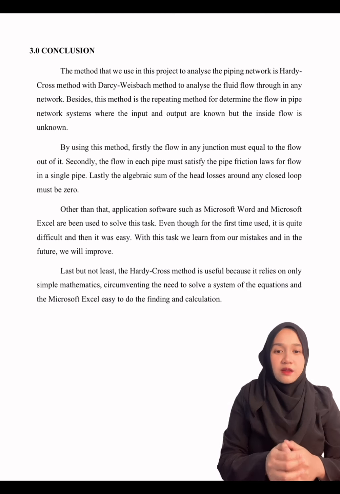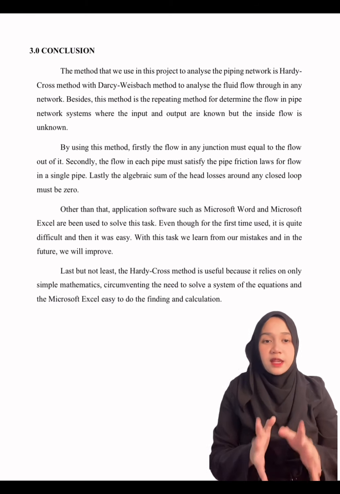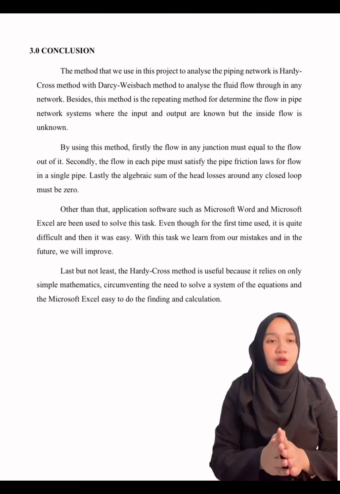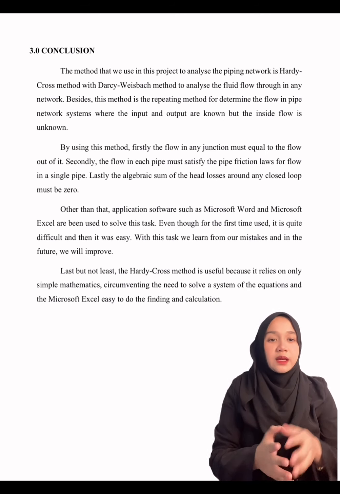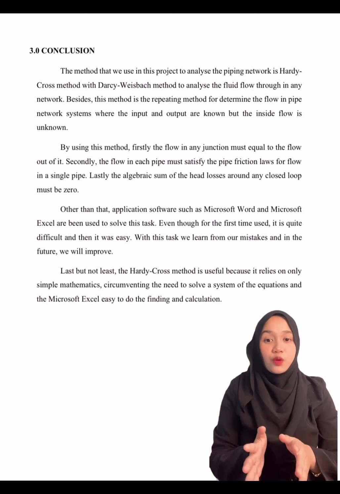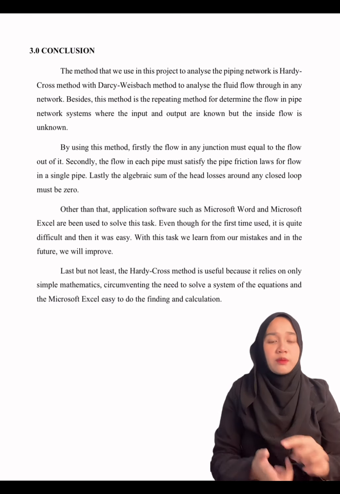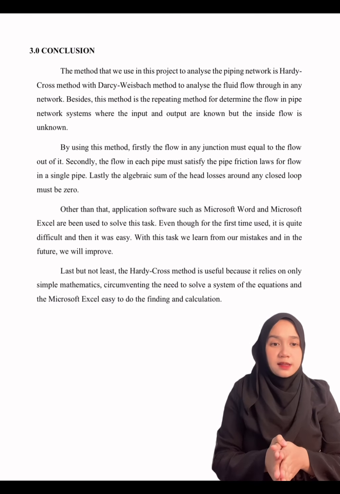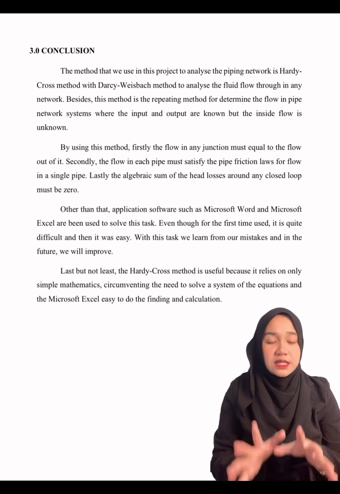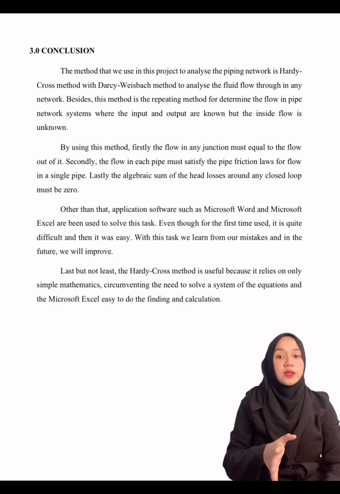By using this method, firstly, the flow into any junction must equal the flow out of it. Secondly, the flow in each pipe must satisfy the pipe friction loss for flow in a single pipe. Lastly, the algebraic sum of the head losses around any closed loop must be 0. Other than that, application software such as Microsoft Word and Microsoft Excel are used to solve this task. Even though for the first time it is quite difficult, later it was easy. With this task, we learn from our mistakes, and in the future we will improve.